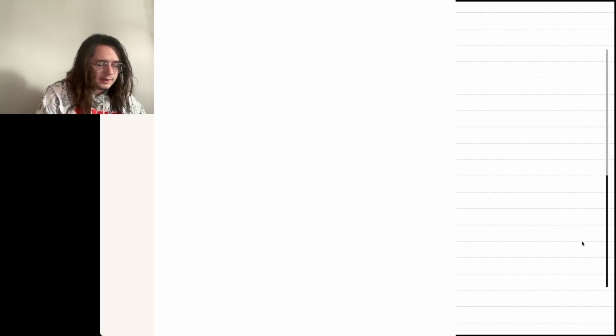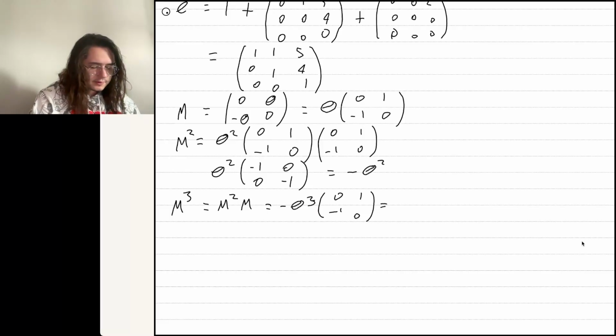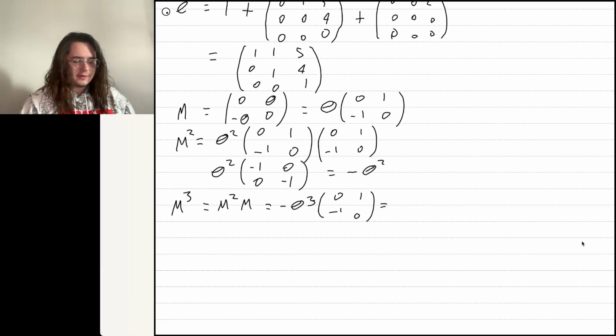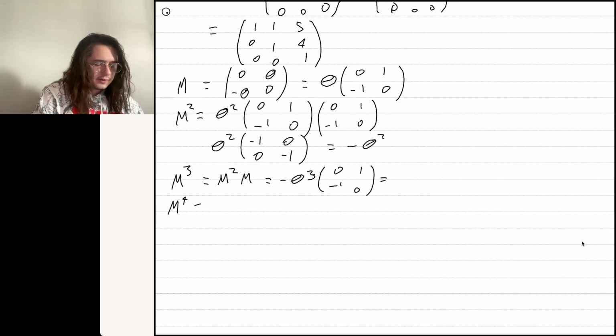Let's take this up to the next order up, M cubed. It will be M squared times M. So it's minus theta squared times 0, minus 1, 1, 0. Theta cubed even times that. And why even expand further? That's what it looks like. And I even want to take it to the next Taylor expansion so you can see the next term explicitly, but it is just M squared times theta, and it's equal to theta to the fourth times the identity element.